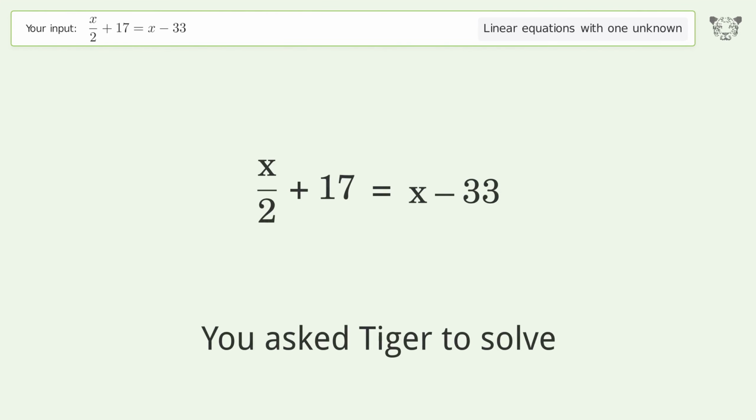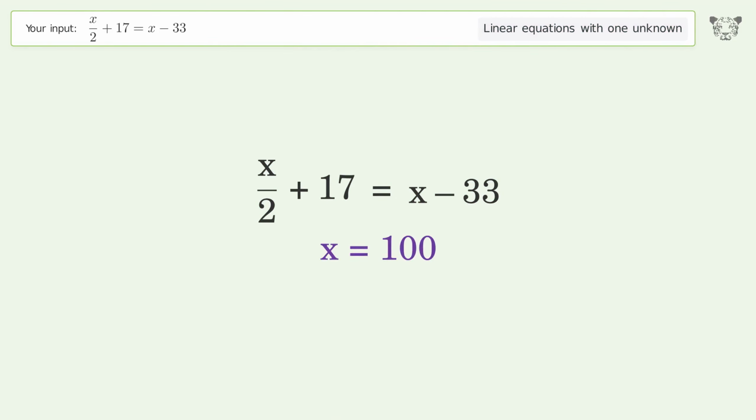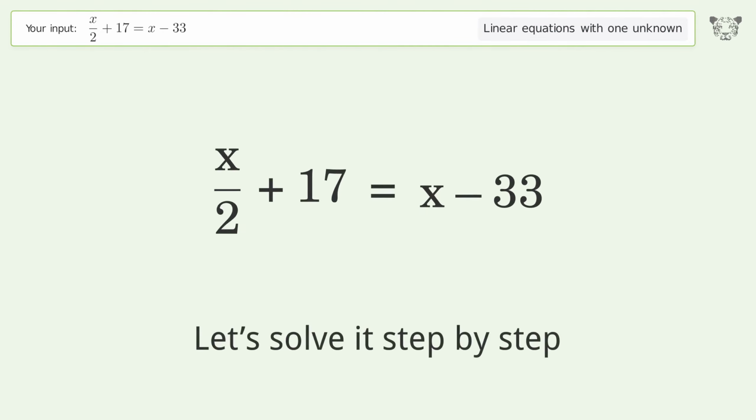You ask Tiger to solve. This deals with linear equations with one unknown. The final result is x equals 100. Let's solve it step by step.